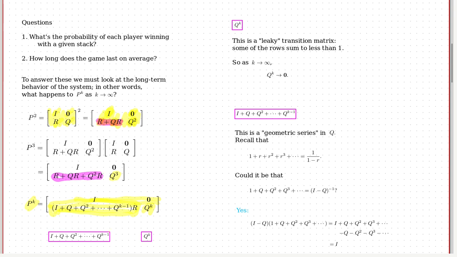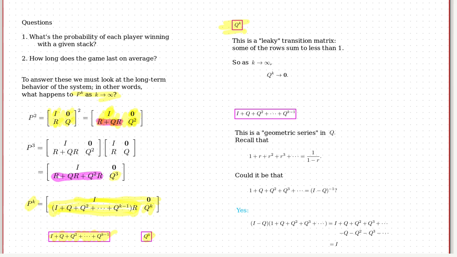And so in order to analyze the long-term behavior of this Markov chain, we have to figure out what p to the k is going to look like as k goes to infinity. And that boils down to figuring out what q to the k looks like and what this sum, the sum of the powers of q, looks like as k goes to infinity. Okay, well, q to the k is actually quite simple.